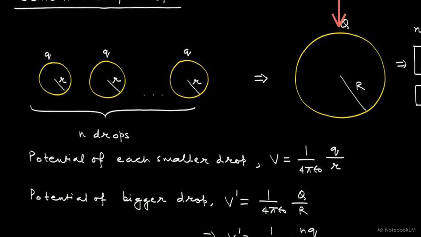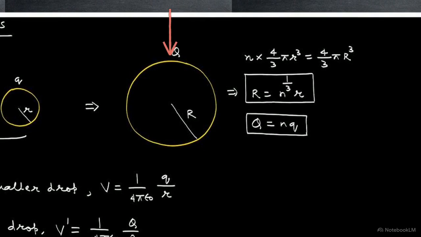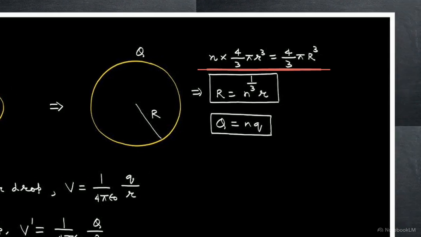Now, those n small drops merge to form a new, larger drop with an unknown radius, capital R. We cannot simply add the radii of the smaller drops together. To find the new radius, we calculate the conservation of volume. The combined volume of the n small spheres equals the total volume of the new large sphere.